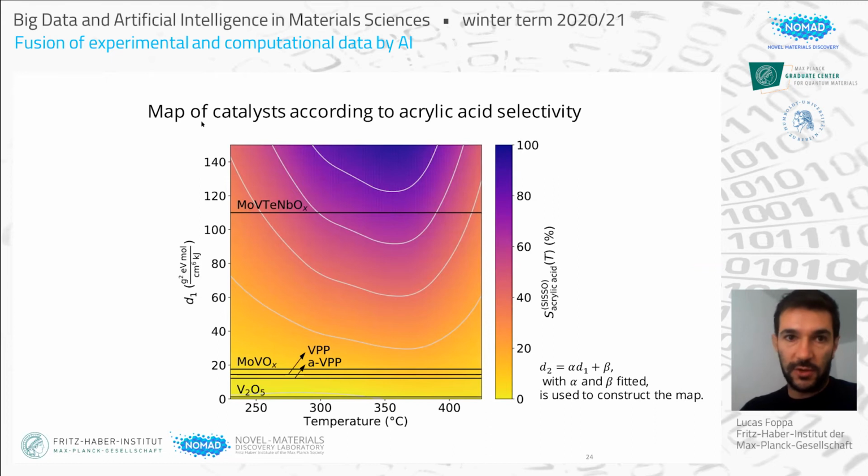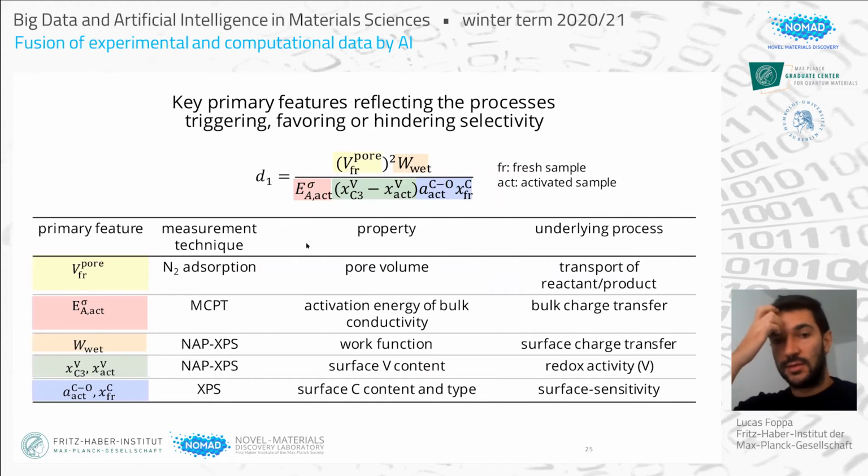But we not only want the map. Actually, in this case, so this is the point I've shown before, we would like to understand what is going on there. So we can go further and look at what is actually the expression of this D1. And this is shown here in this new slide. So we have an analytical expression for D1. So we can go there and check what is here and identify the key primary features that reflect the process that trigger, favor, or hinder selectivity. And this is what is shown here.